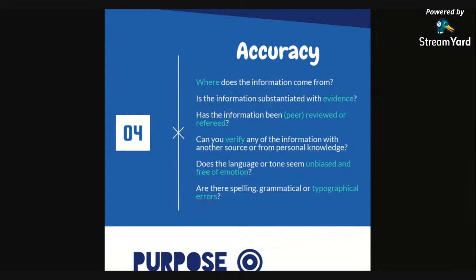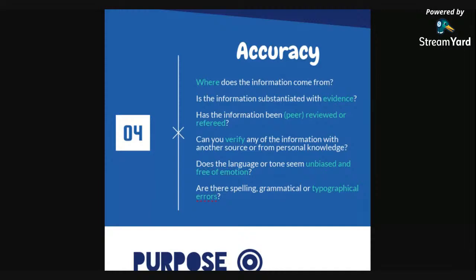The next A is accuracy. So where does the information come from? Is the information substantiated with evidence? Has the information been peer reviewed or refereed? So were there peers that came in, peers that are experts in this, that have reviewed this and they're like, yeah, this is sound, this is legit. We agree that this person isn't just off the wall just saying whatever. The facts and information they are giving are plausible.